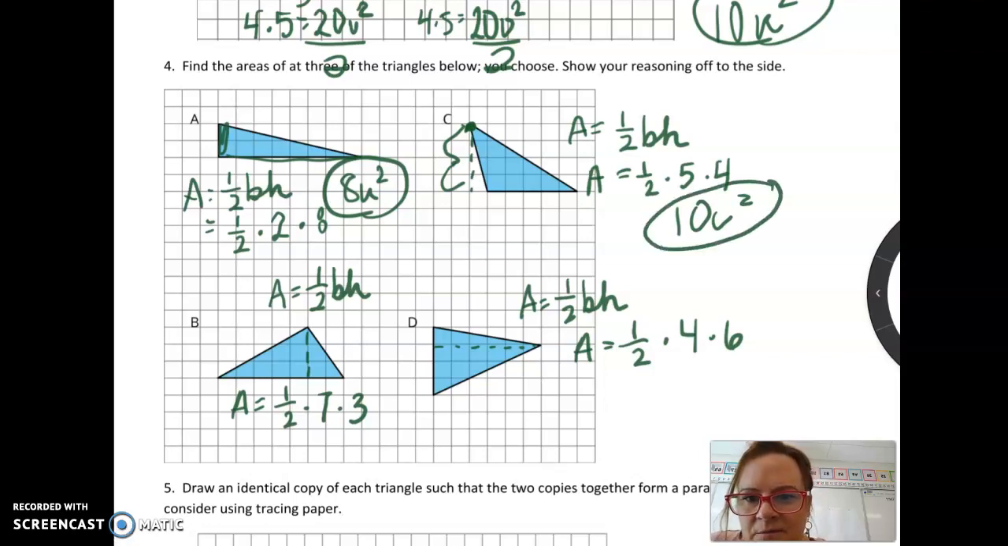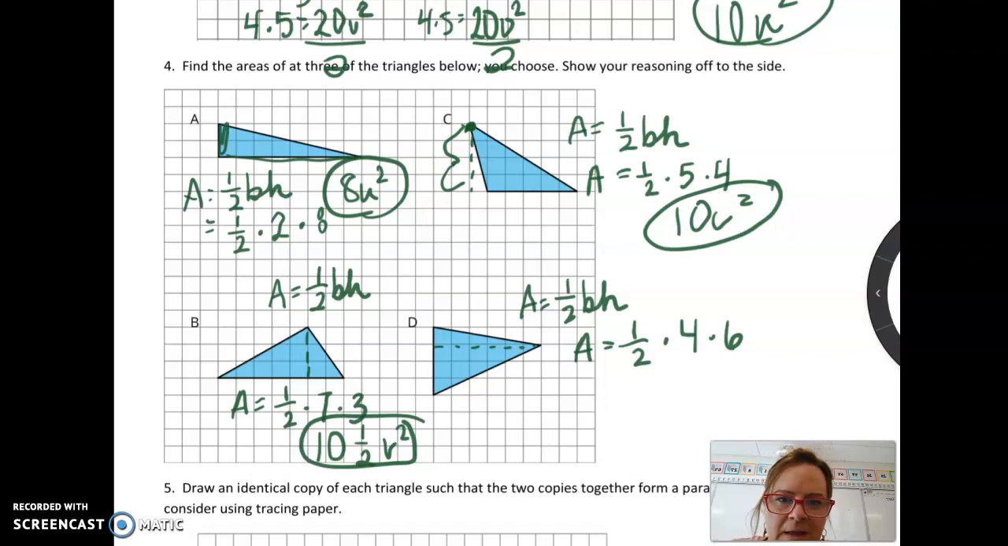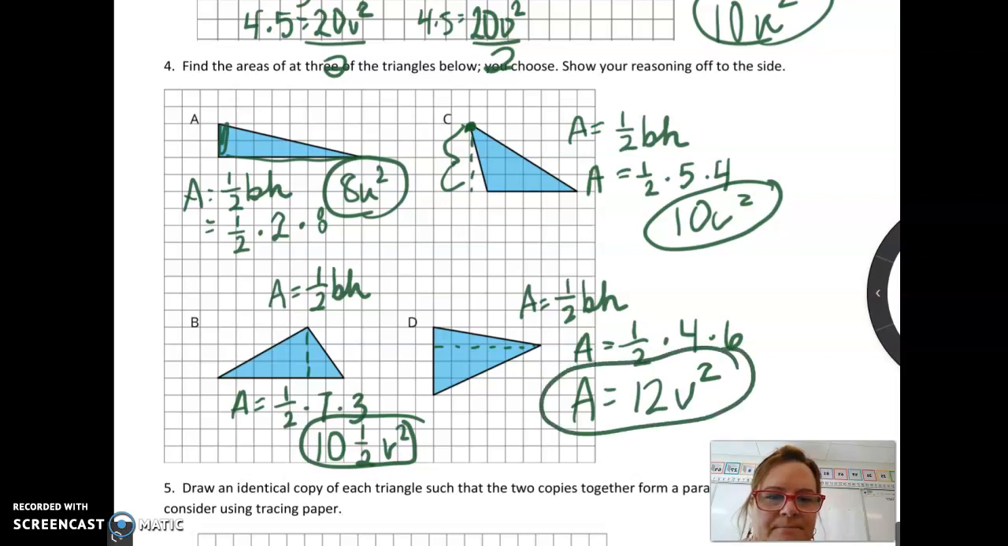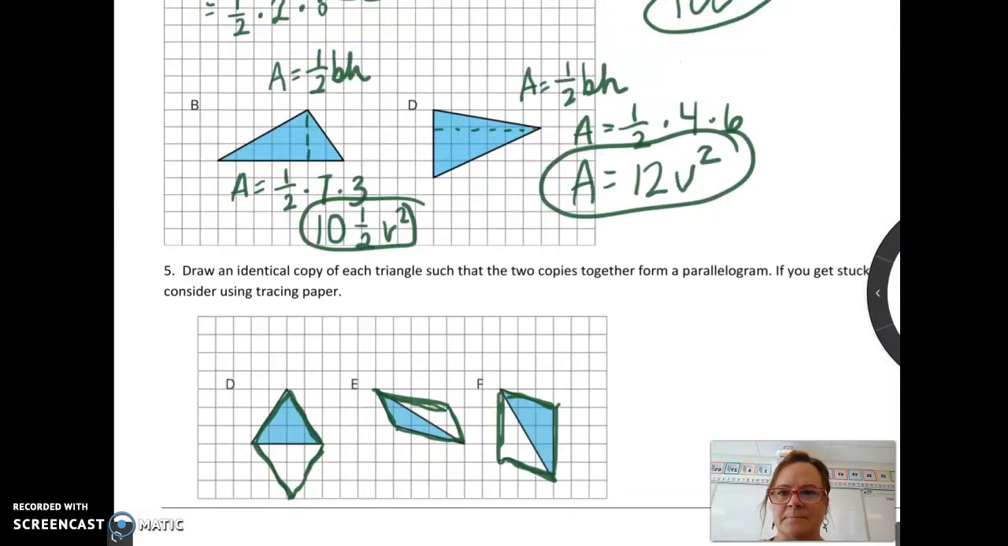And this one down here in the corner, my base is 7, if I counted that right. It looks like 7 to me. My height is 3, and I know that 7 times 3 is 21, and so I'm going to take half of 21, and so my area is 10.5 square units. You could write 10 and 5/10, or 10.5. And then in the last one, 1/2 times 4 times 6. I feel like we've done triangles like this over and over again with the 4 and the 6. 4 times 6 is 24, and half of that would be 12 square units.